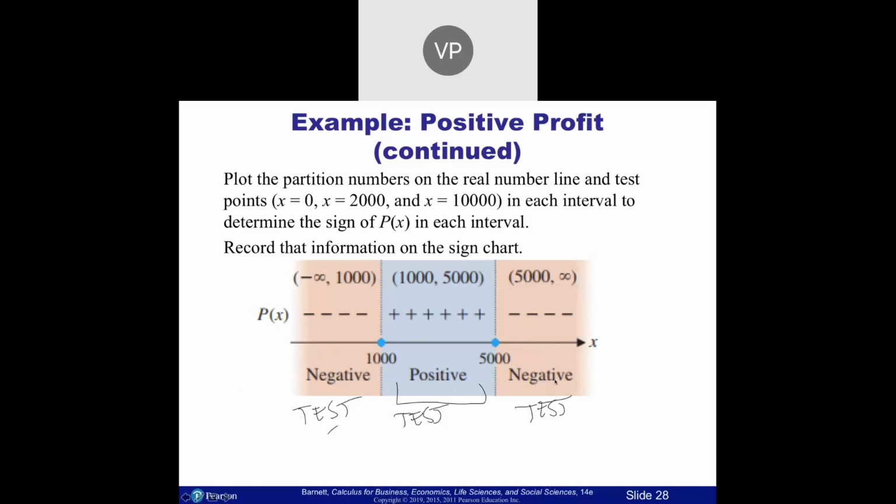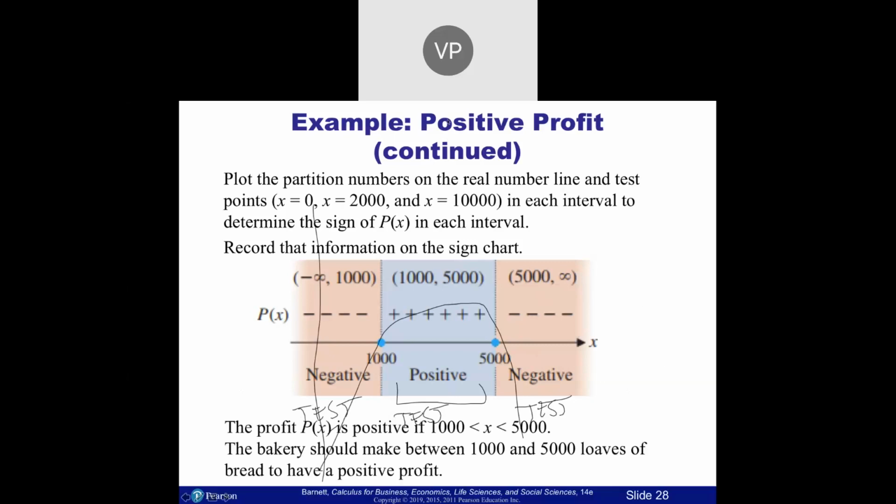Remember that graph I told you earlier? It looks something like that. These are the places where it hits the x-axis. This is the place, so you know the middle is where it's positive. So our conclusion is, as long as you sell between 1,000 and 5,000 units, or produce, I guess would be the answer, then you know you're going to make a profit.